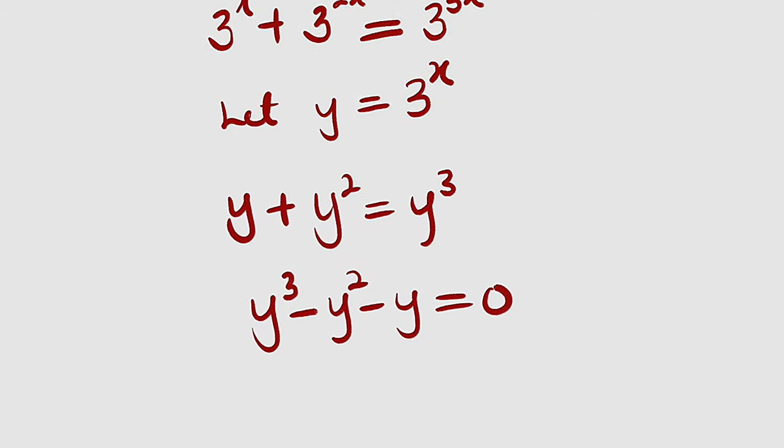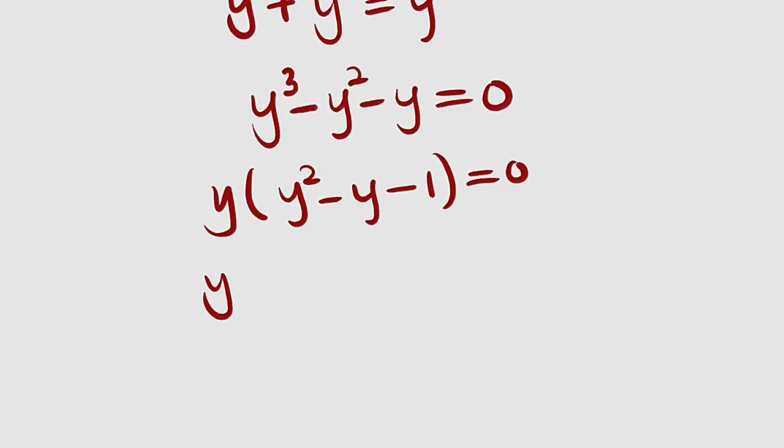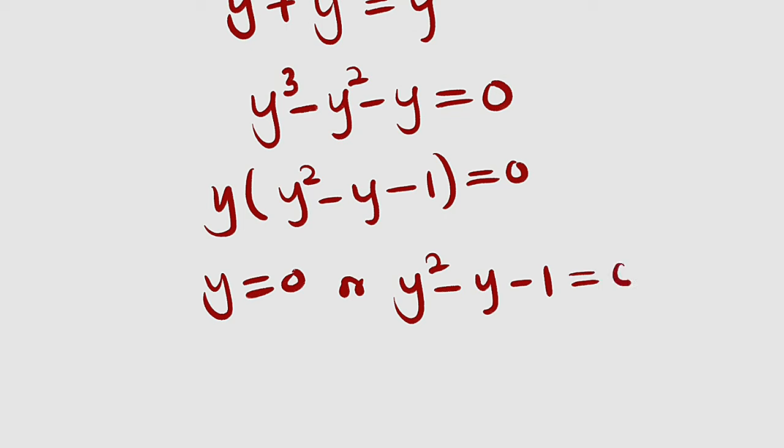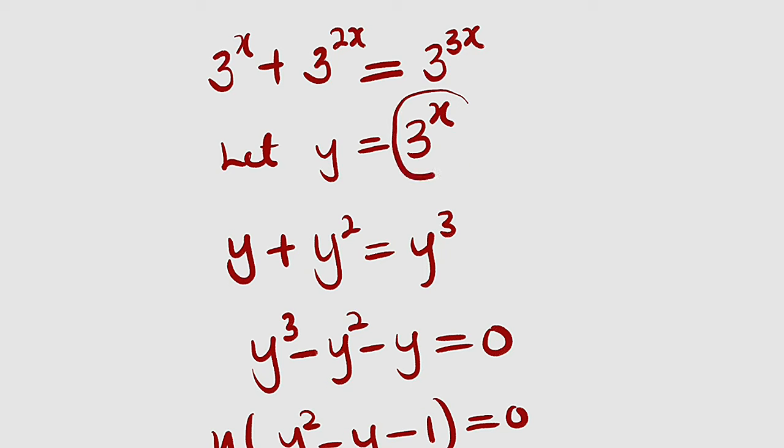What we have in common is y, so let's factor it out. We have y inside, and we have y squared minus y minus 1 equal to 0. So it means that y could either be equal to 0 or y squared minus y minus 1 equal to 0. So from here we can discard this solution. Why? Because there is no way 3 to the power of x will be equal to 0. So this is not true.